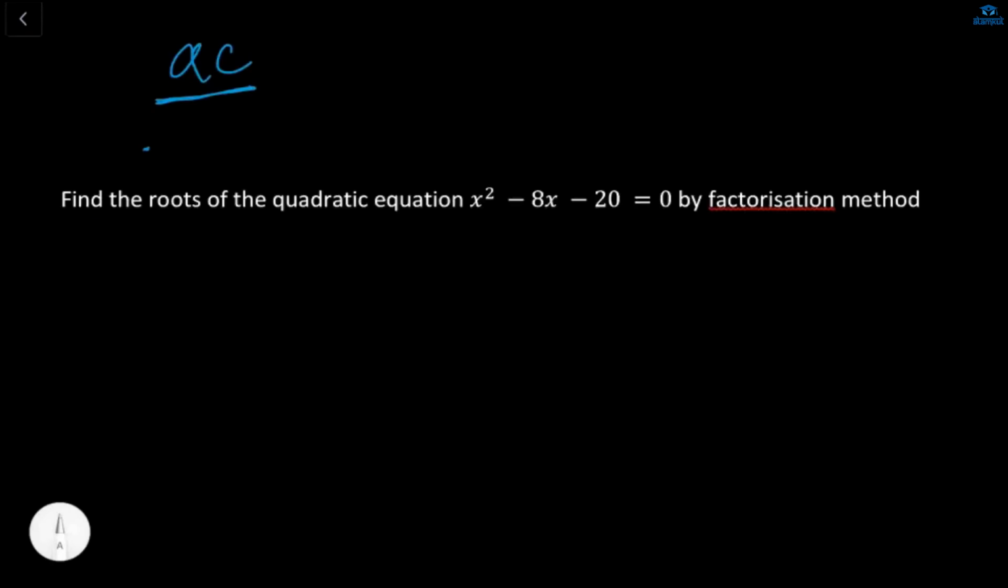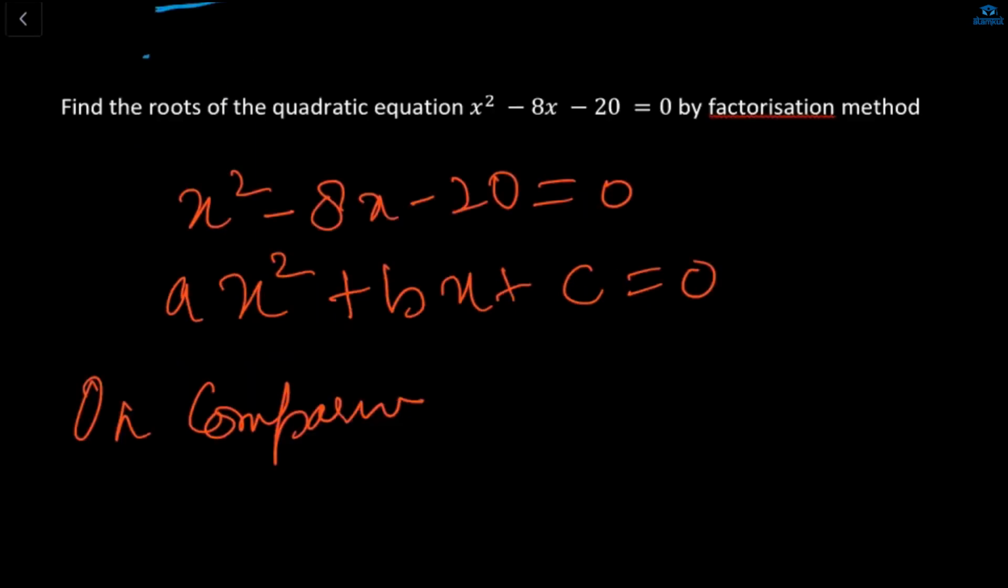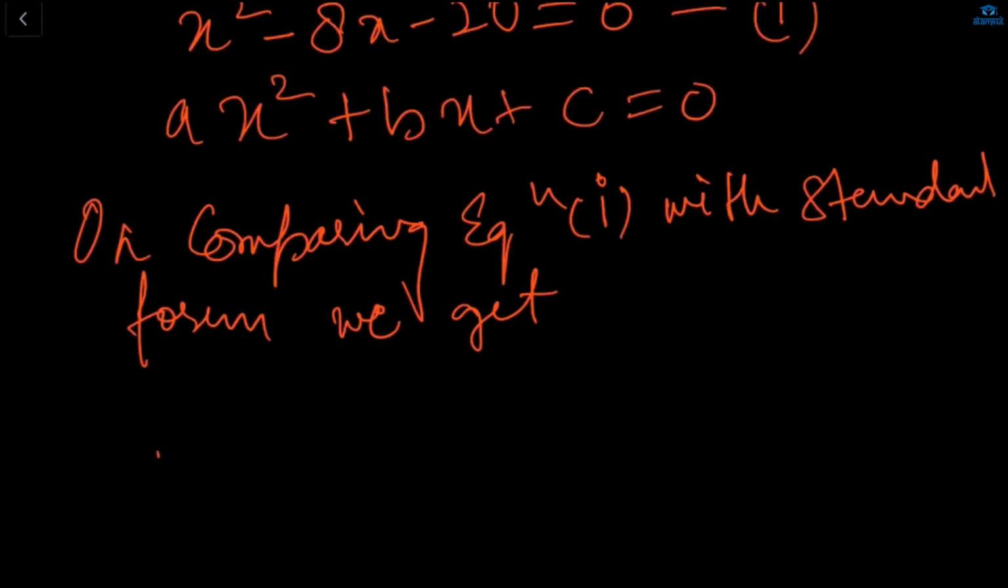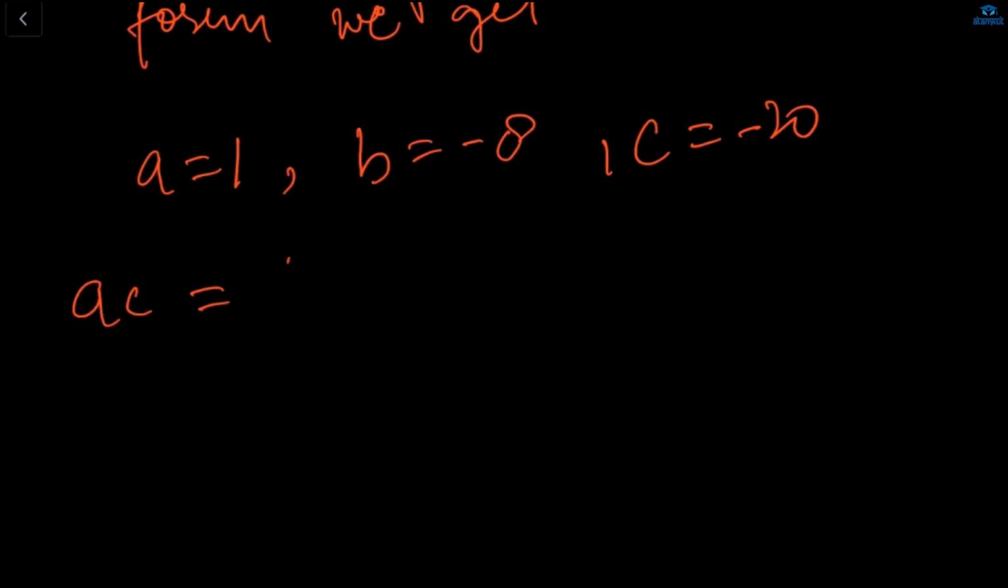Now we have to factorize x square minus 8x minus 20 is equal to 0. It is already in the standard form, so I don't need to bring it into standard form. First of all, compare the values with the standard form, x square plus bx plus c is equal to 0, and write down all the values. a is equal to 1, b is equal to minus 8, and c is equal to minus 20. Now the value of ac is 1 multiplied by minus 20, which gives minus 20.